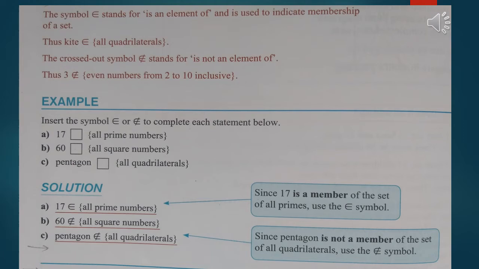See example C: pentagon, a box, all quadrilaterals. Therefore, the solution is that a pentagon is not an element. It is not an element of all quadrilaterals in the given set.